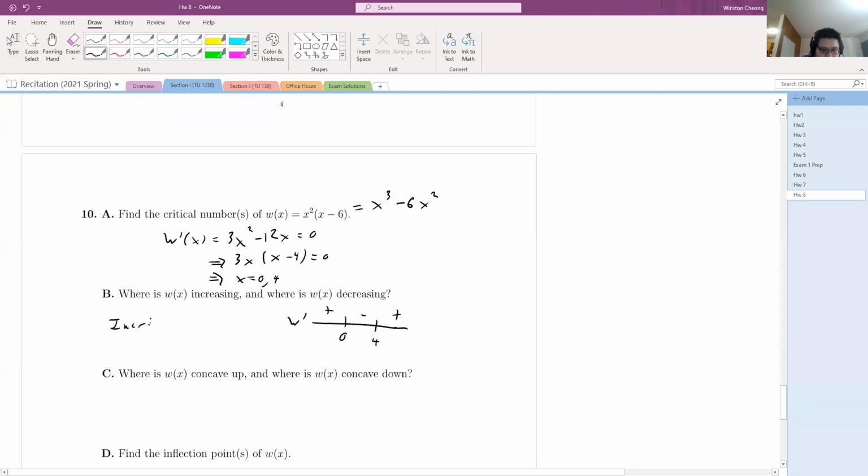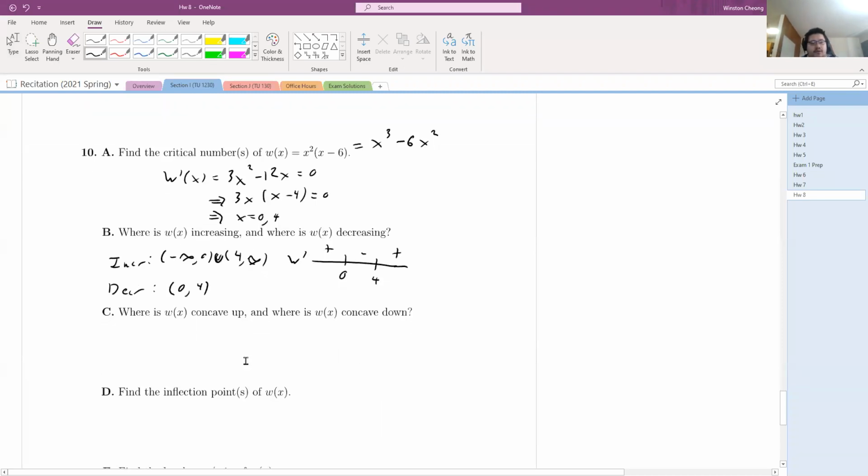So that means increasing is going to happen from minus infinity to 0, and also from 4 to infinity. And decreasing is going to be from 0 to 4. All right. Next, we want to figure out concavity. So that means we need to take another derivative. Okay, so w double prime. So I'm going to look back on this first derivative, this one particularly, because that's easier to take the derivative of. And so then we just calculate that. So that's going to be a 6x minus 12.